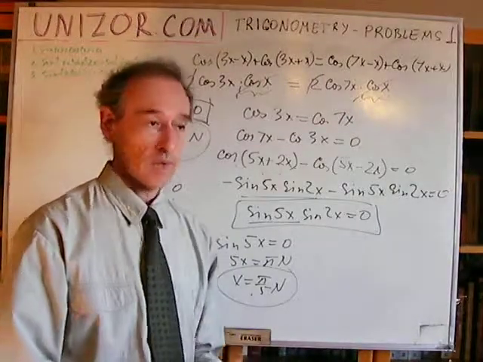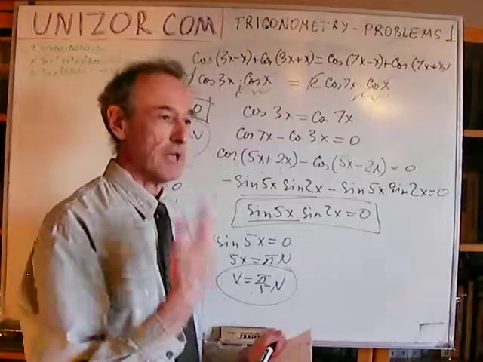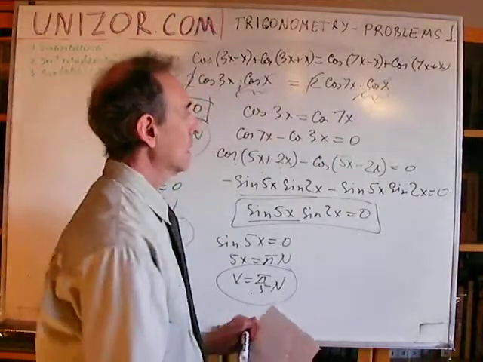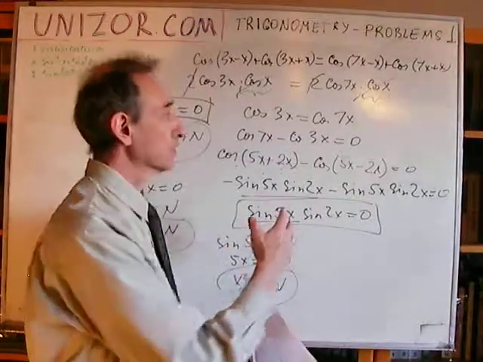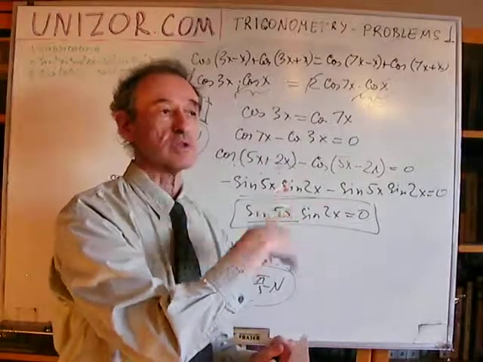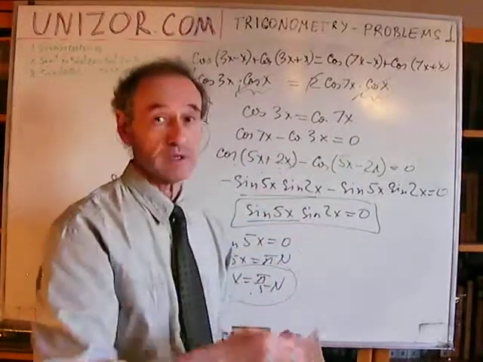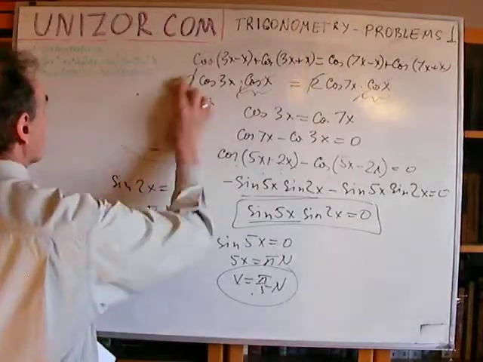Which looked kind of scary initially, but after a few transformations, what we did actually, we always used exactly the same approach. We transformed a difference between trigonometric functions into their product, and then something actually was reduced. That's it. Next one.